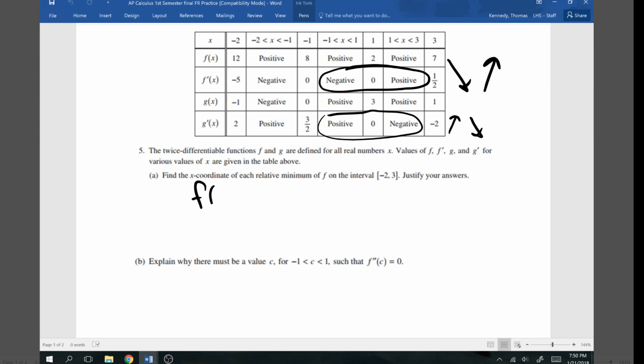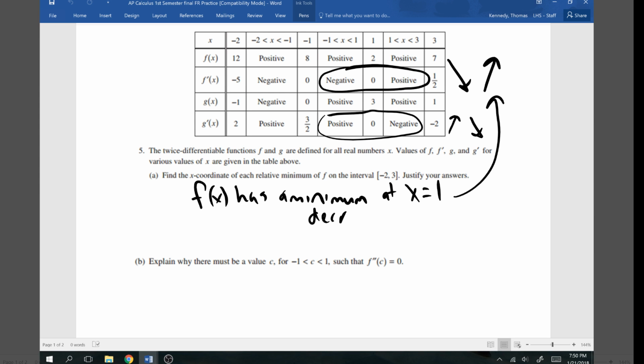So we say f of x has a minimum at 1, 2. Oh, it just said find the x-coordinate. Okay, giving this is way too much information. We're just going to say x equals 1. And we'd have to give justification. I mean, up in my picture here, this is enough justification, honestly. They're pretty happy about this sort of thing. But if you just say decreasing to increasing, that would be good enough. That's usually what I do.